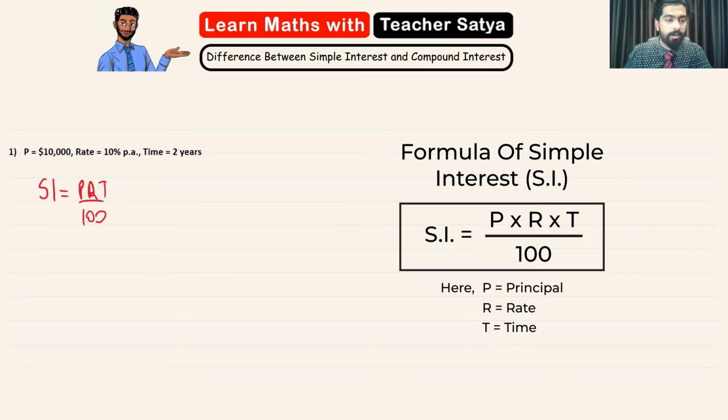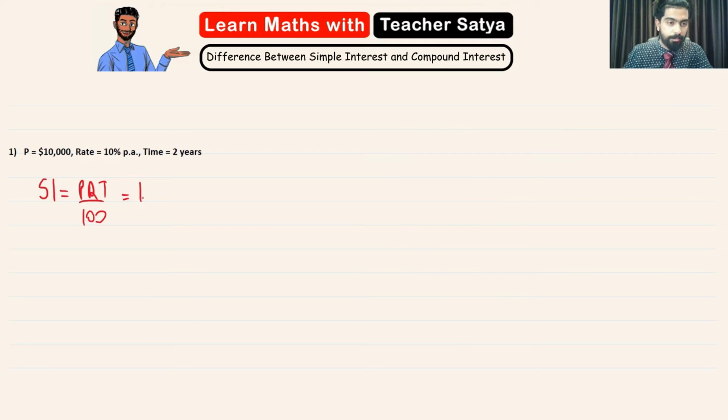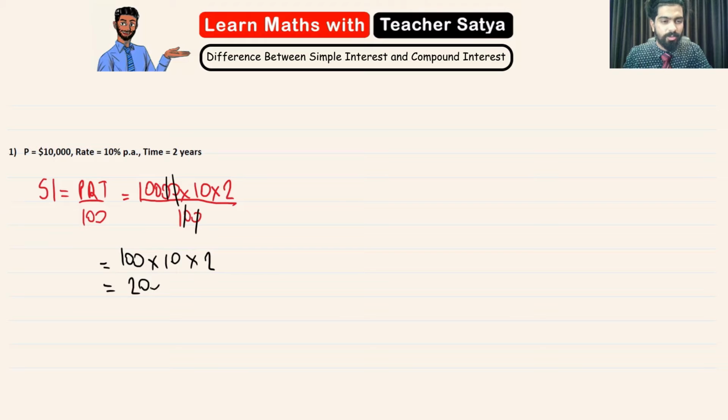PRT over 100, which means we would take the principal, which is 10,000, multiplied with the rate, which is 10%, multiplied with the time, which is 2 years, over 100, right guys? And as you can see here, the zeros can immediately simplify, and we would have 100 times 10 times 2, which is equal to $2,000. So the total interest that we would get if we invest, let's say in this case, after 2 years, we would get $2,000.